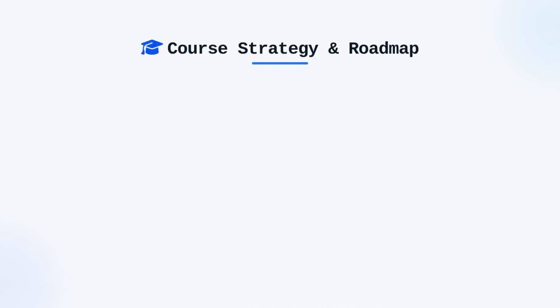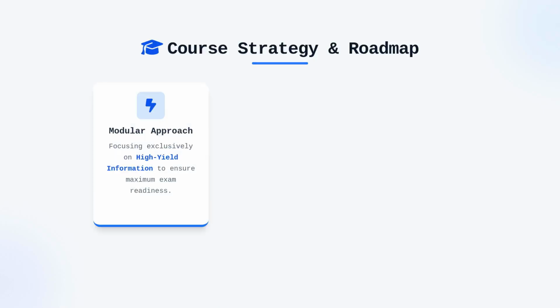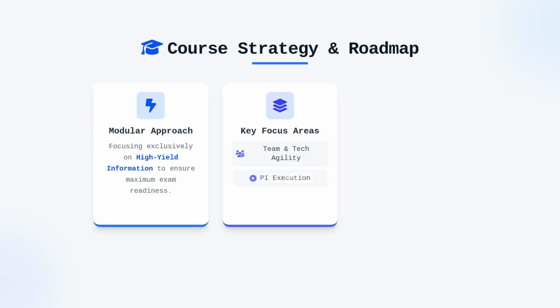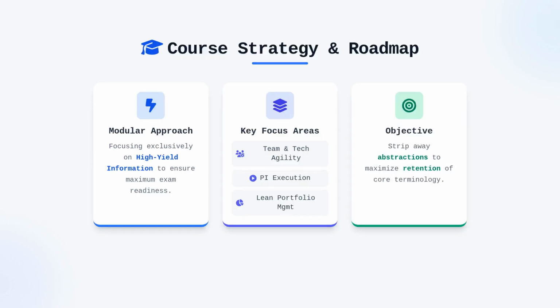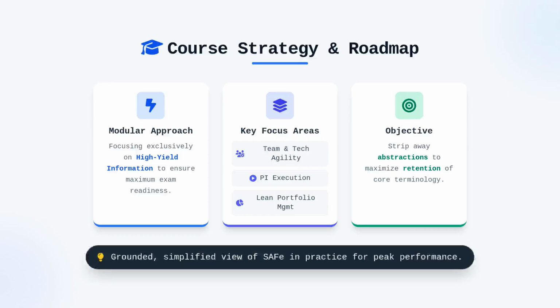Because this course is structured to be modular and direct, we will focus on high-yield information that directly impacts your exam readiness. We will move through topics like team and technical agility, program increment execution, and lean portfolio management, always keeping the underlying principles at the forefront of our discussions. My objective is to strip away the abstractions and provide you with a grounded, simplified view of how SAFe functions in practice. By following this sequence, you will minimize confusion and maximize your retention of the core terminology that frequently appears in the examination.